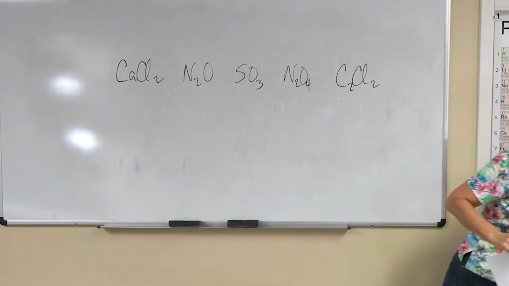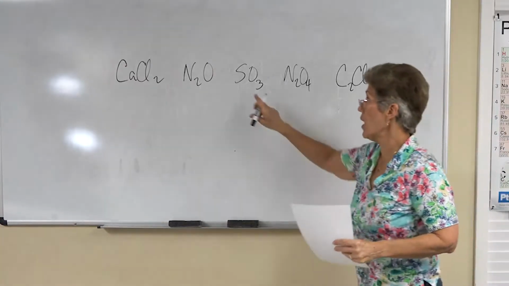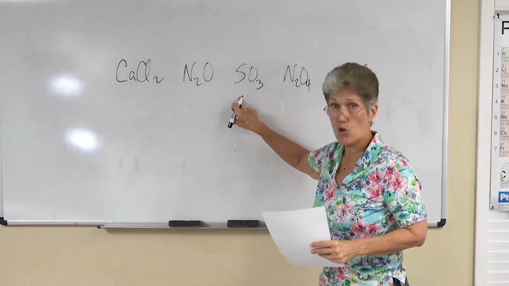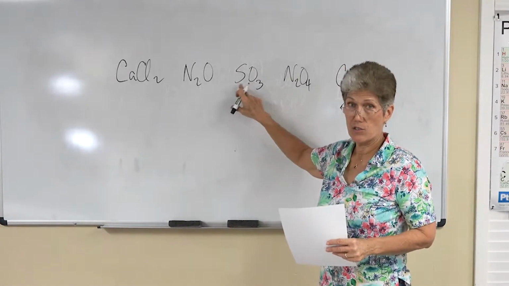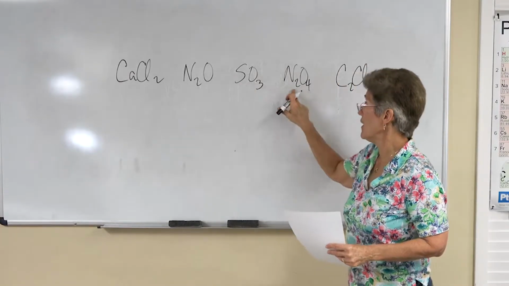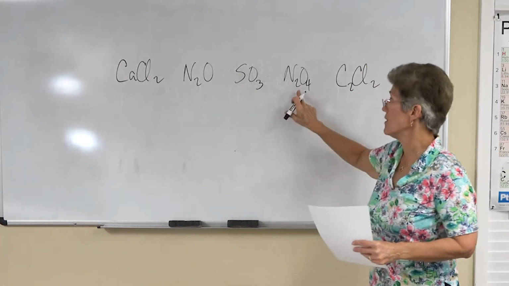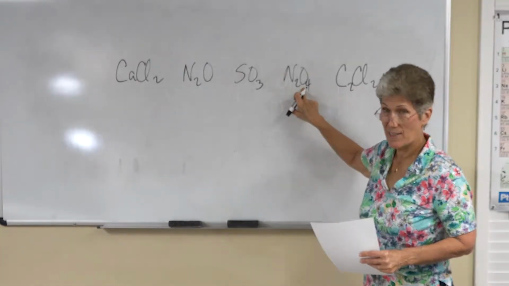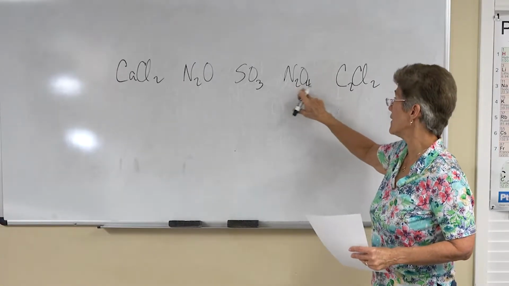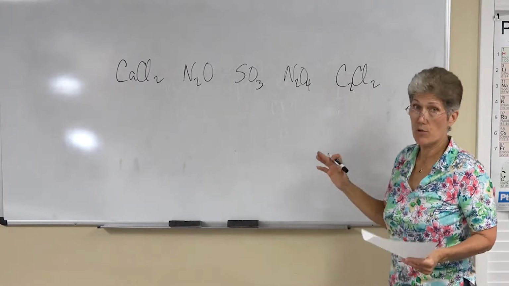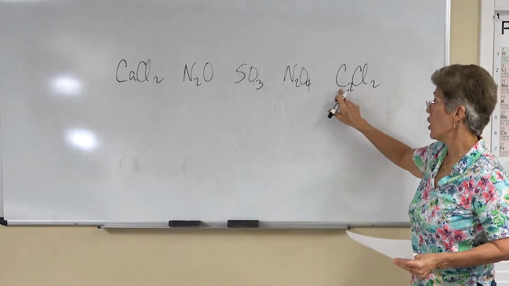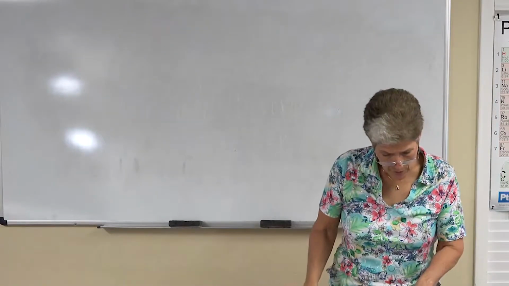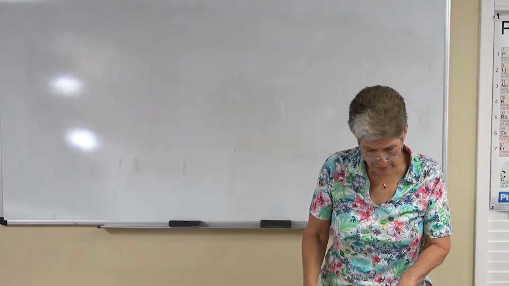This is sulfur, which is over there, and oxygen, both nonmetals. So you don't have to say monosulfur if it's the first one. So that's sulfur trioxide. This, both nonmetals, just like this one. So this is dinitrogen tetraoxide. And carbon and chlorine are both nonmetals. So this would be dicarbon dichloride.